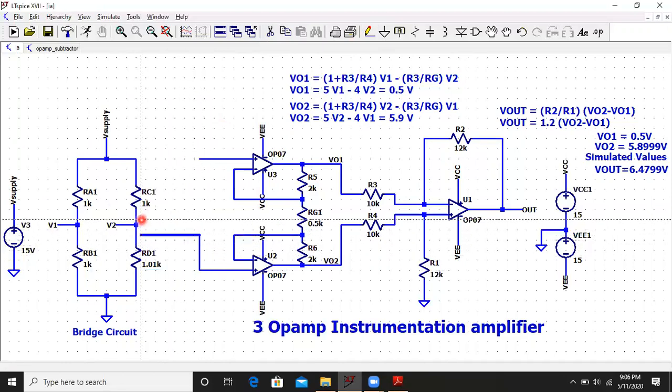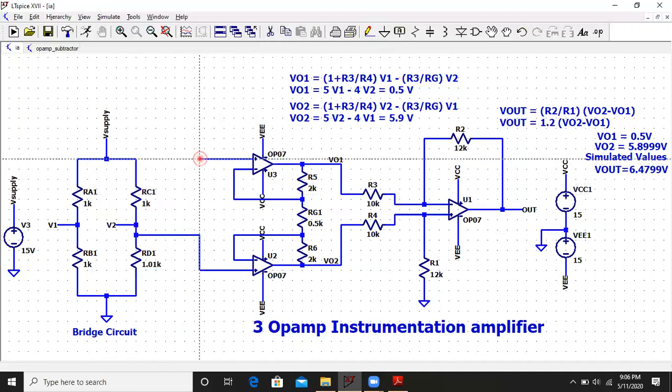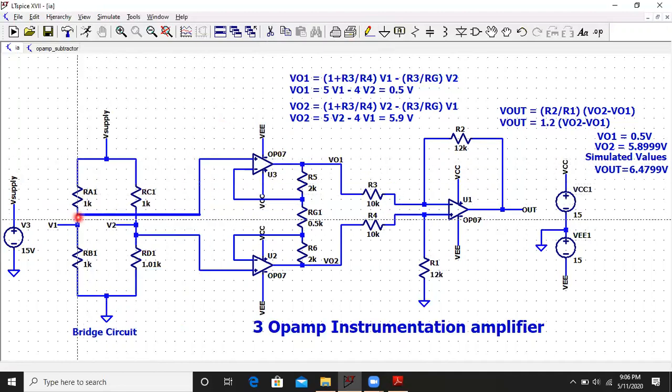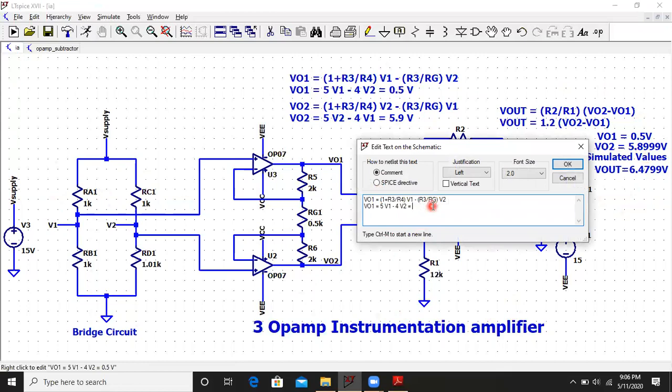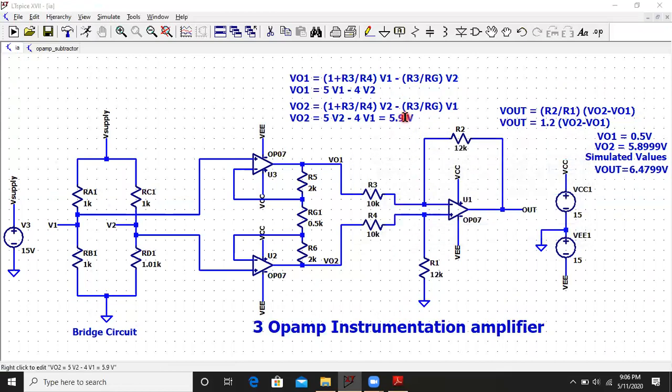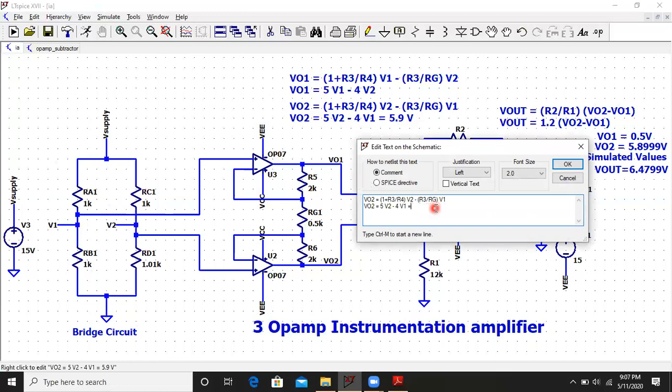We got the value of V2 and from here we will connect it to V1. So what we have done is we have interfaced our bridge circuit with the 3 op-amp instrumentation amplifier directly, and now we have to check whether the V1 and V2 values are proper or not. In fact, all the values will change accordingly. So I have to remove these things so that we will write the new values because our V1 and V2 have changed.